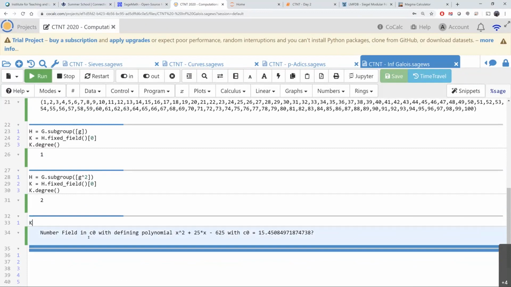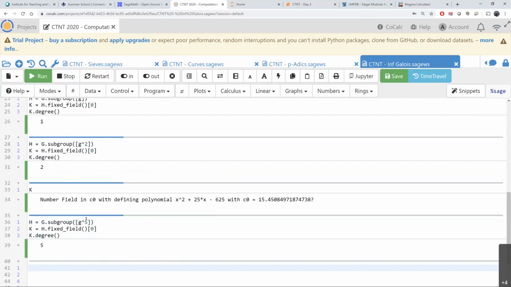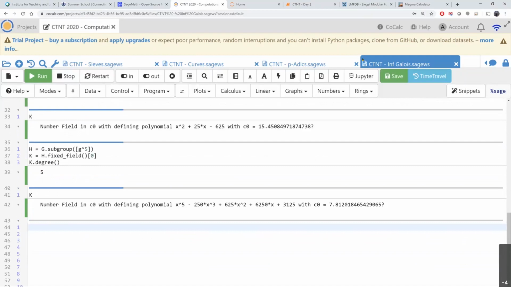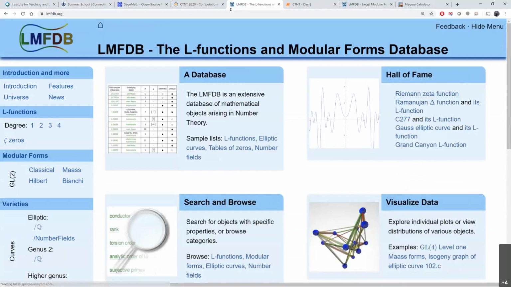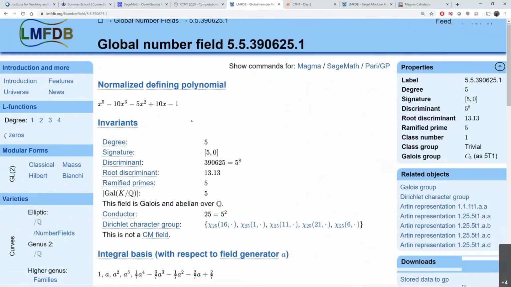I can do the same thing for, if you want, like Keith asked, a cyclic group of order 5. Actually this one should work, and you can get the polynomial that defines that field. I can actually pick up that polynomial. If you want to know more about this field, let me do the last thing perhaps today. I'm going to go to the LMFDB, to number fields, and input the number field I want to know about, and I can find a whole lot of information about that number field.